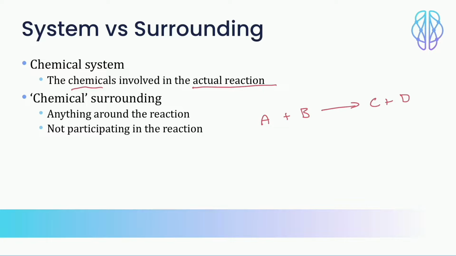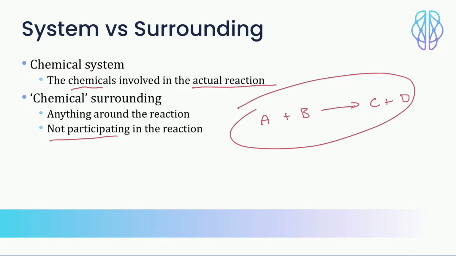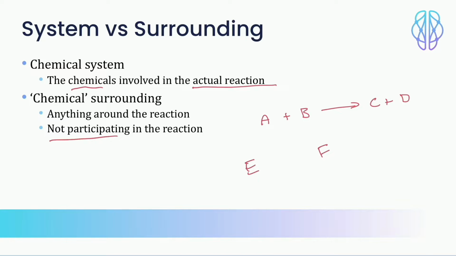Our reactants and products here, or the chemicals A, B, C, and D, are part of the actual reaction. So they form our chemical system. Now, on the contrary, we have a chemical surrounding. These can be anything around the reaction that aren't participating. So they're not participating in our reaction. Again, I'm going to use some arbitrary chemicals. Take, for example, E, F, and they're just floating around. These can be pretty much any other chemical in infinity that are surrounding the reaction, but they're not partaking in the reaction themselves.